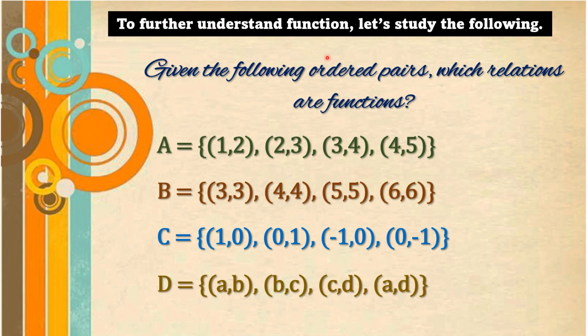To further understand function, let's study the following. We have here four sets of ordered pairs. All we need to do is to identify whether each set of relations are functions or not. So let's begin with set A. First thing to do is to check the first elements of its ordered pairs. We have here 1, 2, 3, and 4. If no first elements are repeated, then therefore this relation is a function.